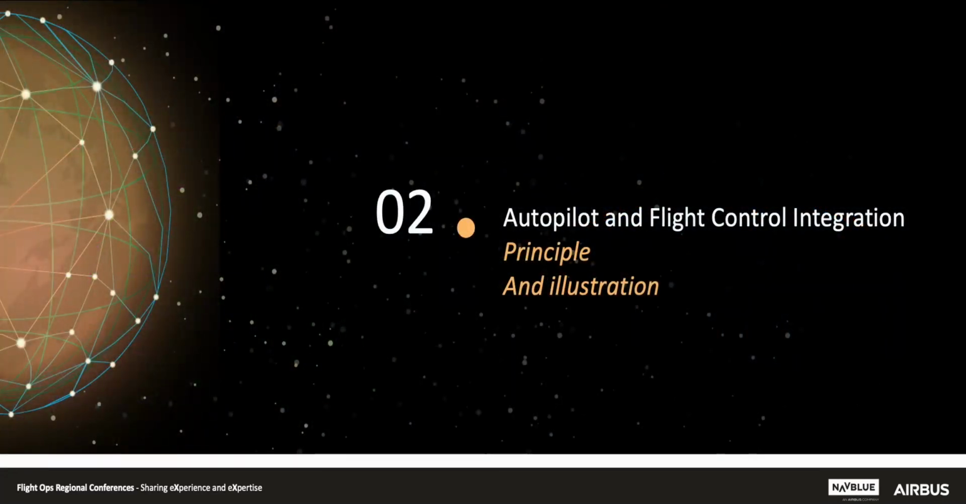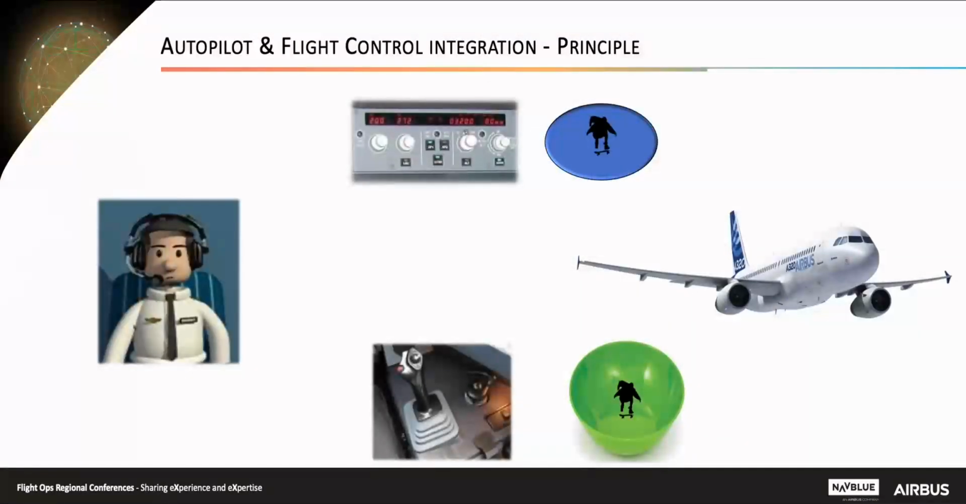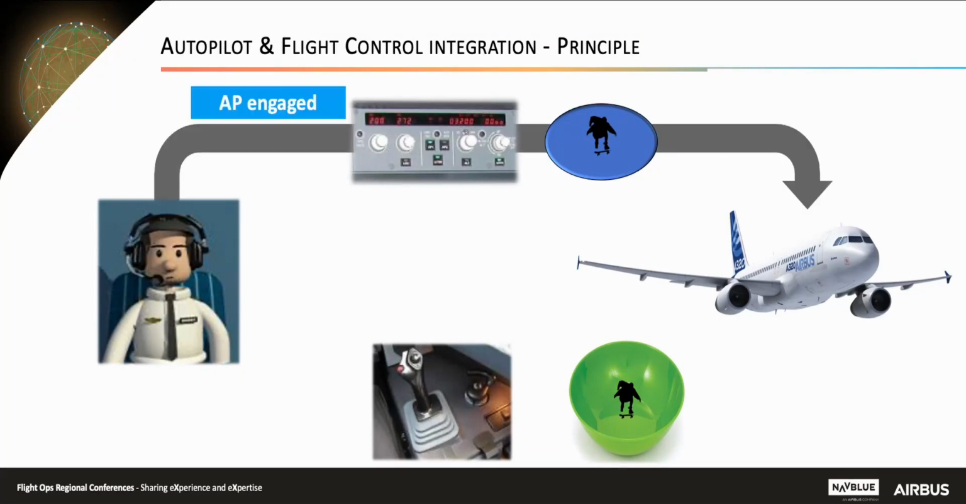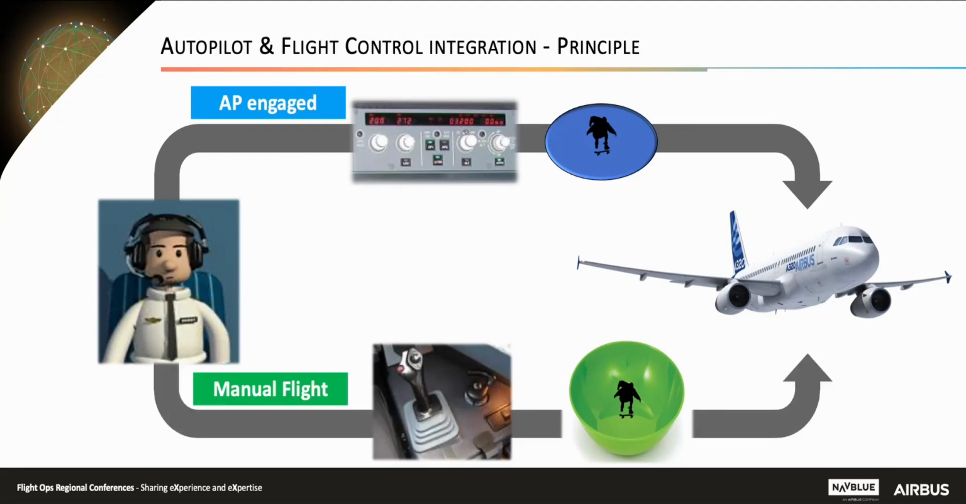Let's see now the autopilot and flight control integration. As we all know, we can operate the aircraft in two different ways. Through the autopilot to alleviate the pilot task during routine operations, or manual flying via the side stick and the flight control system.